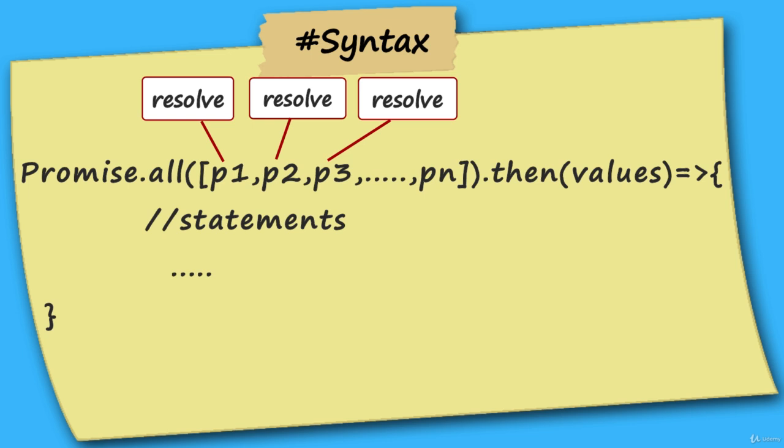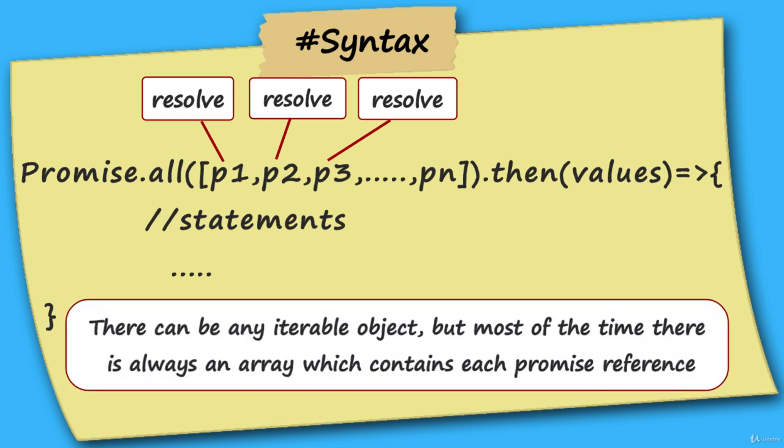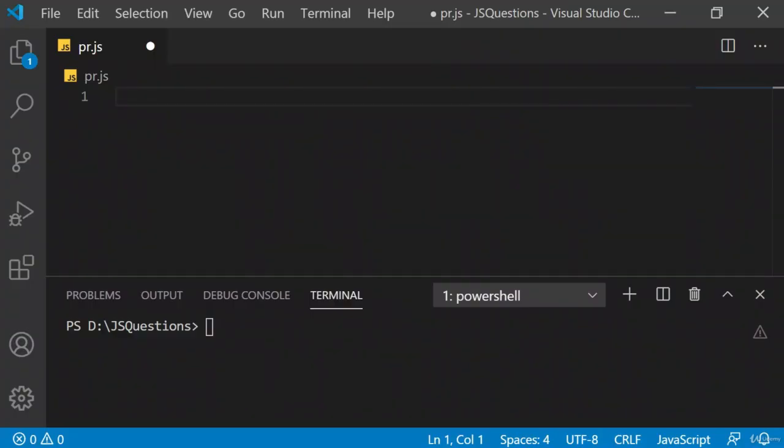Now when I say iterable, it means there can be any iterable object, but most of the time we see that there is an array which contains each promise reference. Mostly you see an array as an argument which has promises. Let's try a simple example to check this. I will create a few promises at the moment.